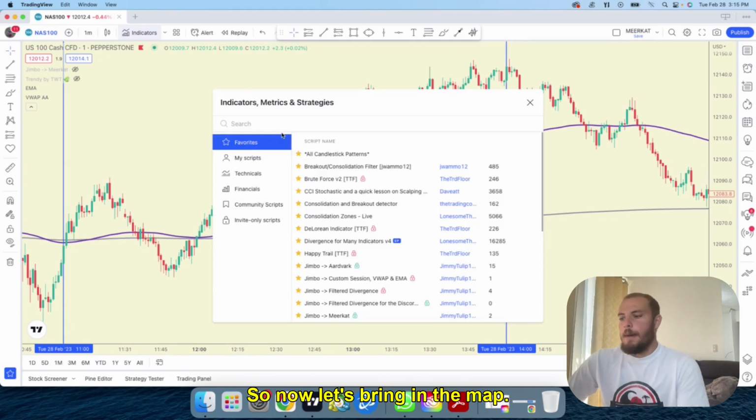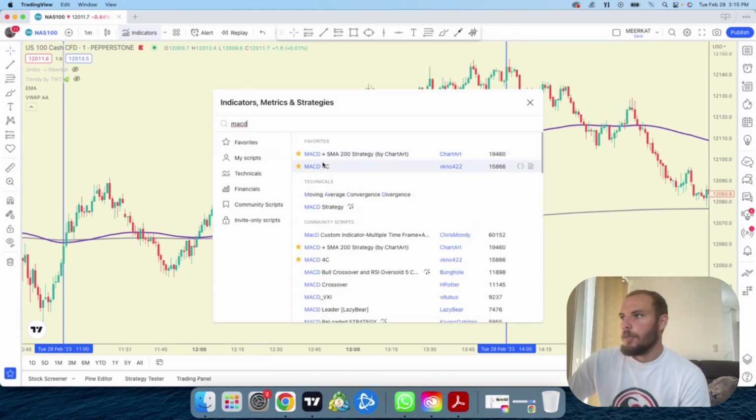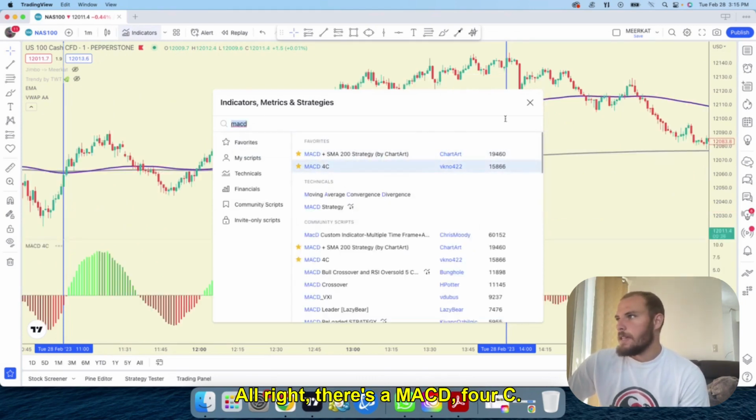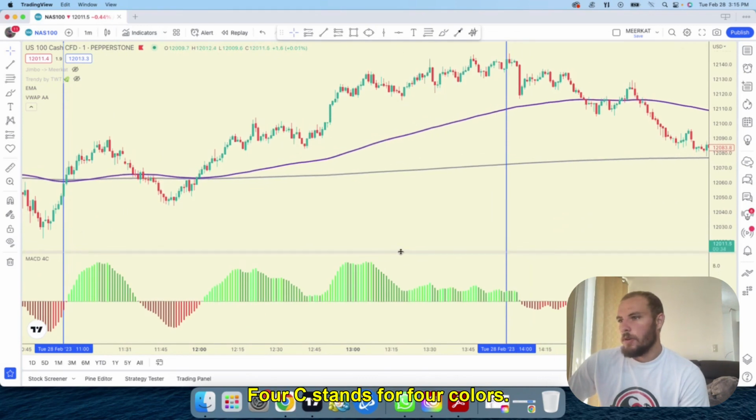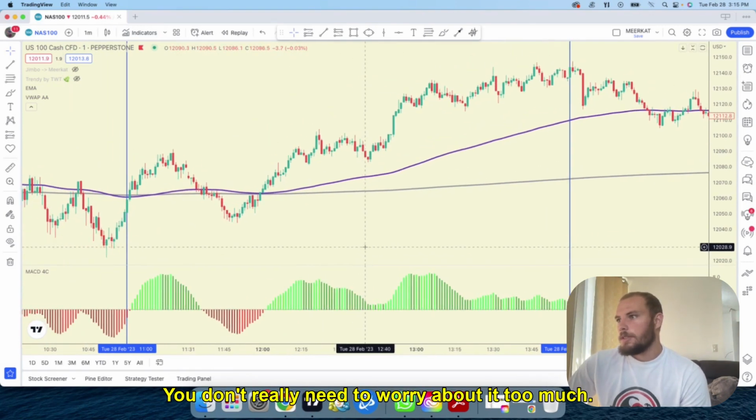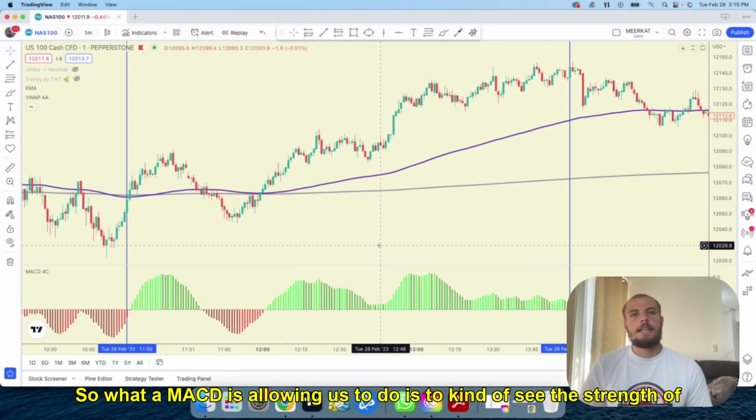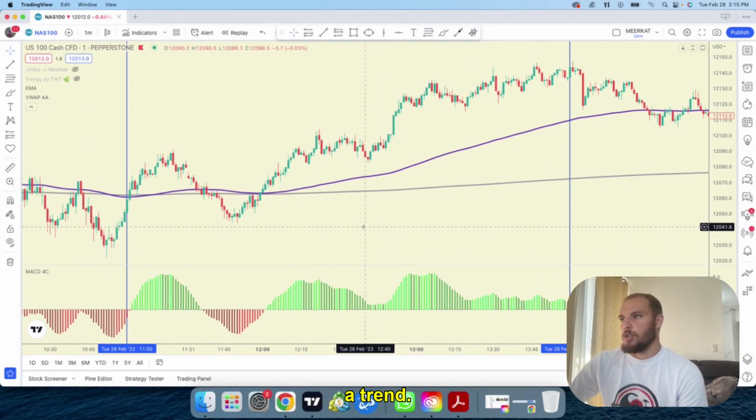So now let's bring in the MACD. All right. There's the MACD 4C. It's a free indicator. 4C stands for 4 colors. You don't really need to worry about it too much. So what a MACD is allowing us to do is to kind of see the strength of a trend.